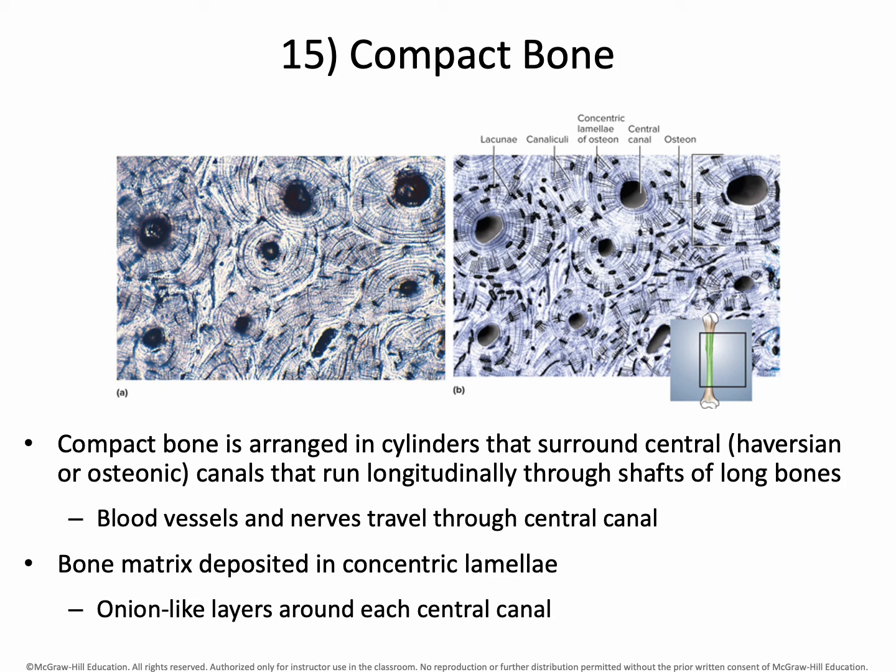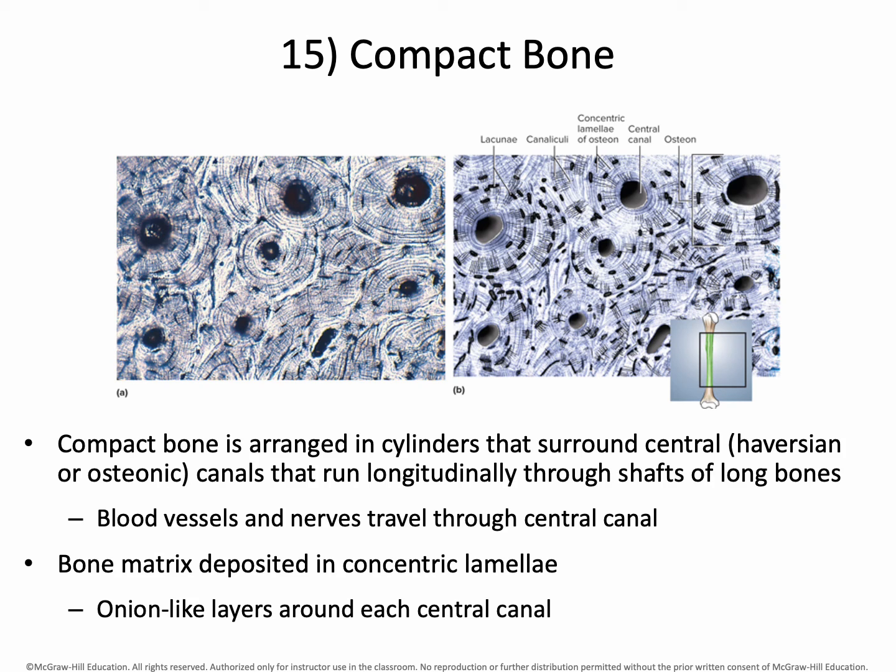So compact bone is arranged in cylinders that surround a central canal that contains a blood vessel. Around the central canal are lamellae, or layers. These are concentric layers that form the osteon. Between the lamellae are little holes known as lacunae, where the osteocytes live.